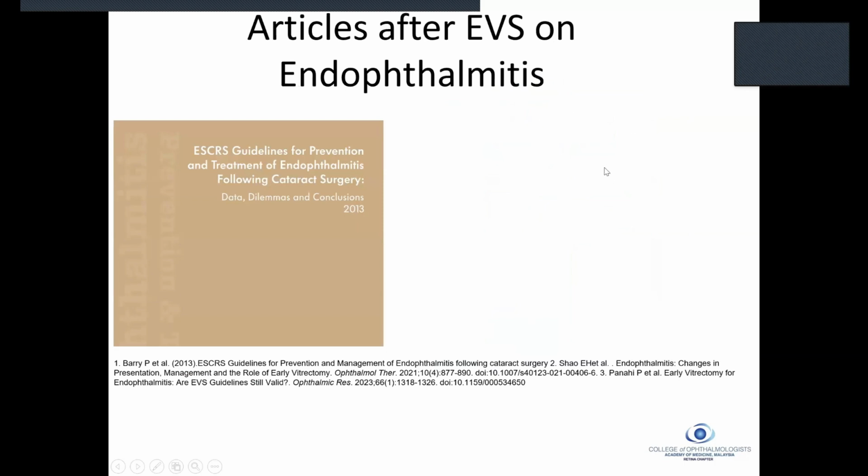So how about the evidence that we have now? The early vitrectomy study is the best evidence so far that we have on endophthalmitis. The endophthalmitis vitrectomy study is the best because it was a multi-center study, but its data is from 2003 or thereabouts, so it's quite an old study.